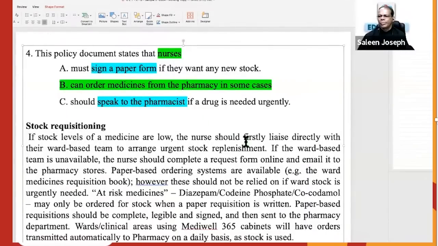When there is no medication, medication gets exhausted, you have to inform the ward-based team. That is the general rule. But there is an exception. If at all you find that ward-based team is not available and immediately you require medicine, then you can fill a request form online and email it to the pharmacist and get the medicine. Clear, right? So simple.